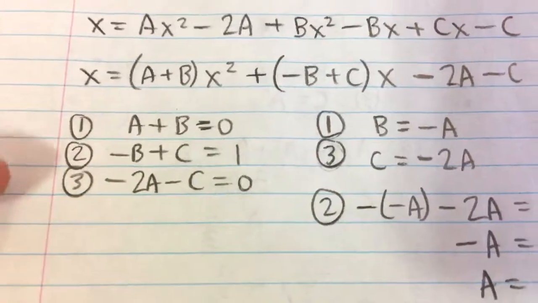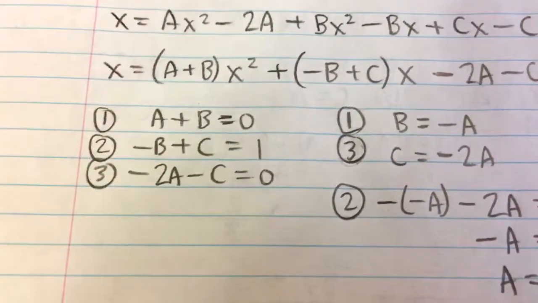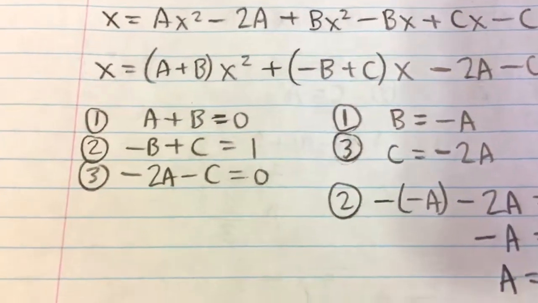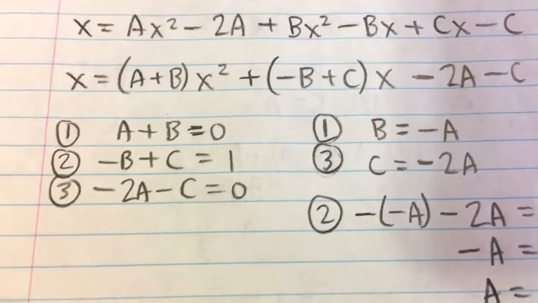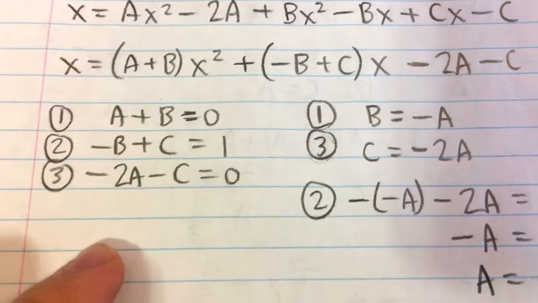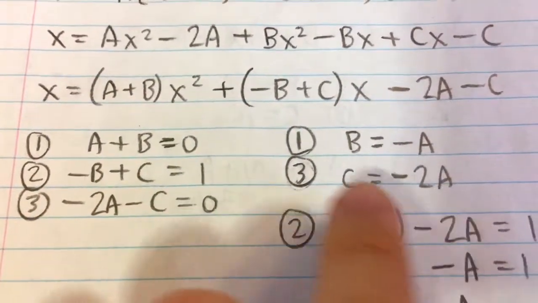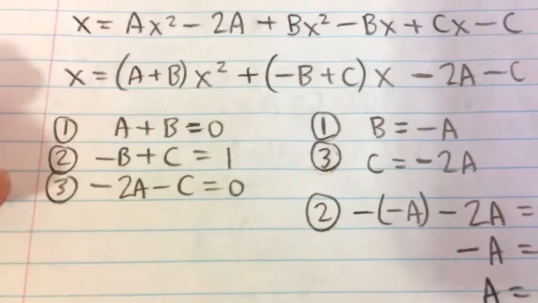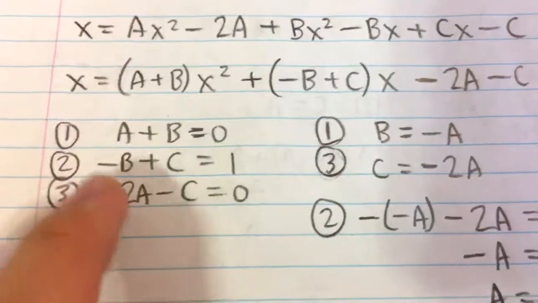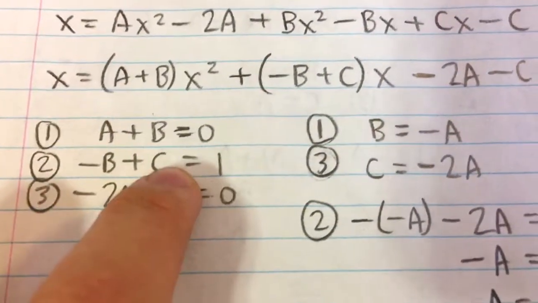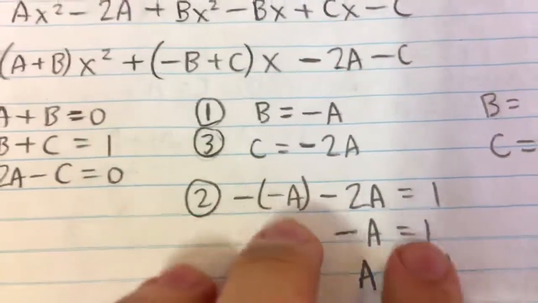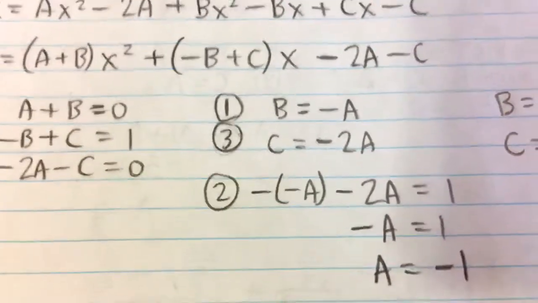So now we have three equations, a system of equations to work with. We have to solve for all three variables. I chose to use substitution. What I did was I solved for b and c in terms of a, using equations 1 and 3, and then I plugged that in for b and c in the second equation, and I'll get just an equation in terms of a, which I can solve for a.